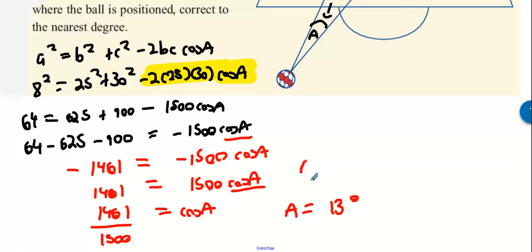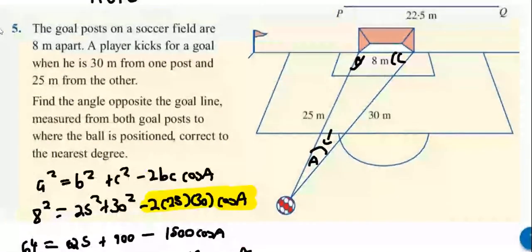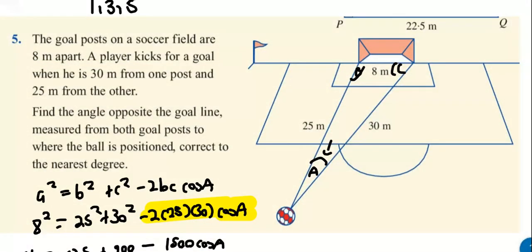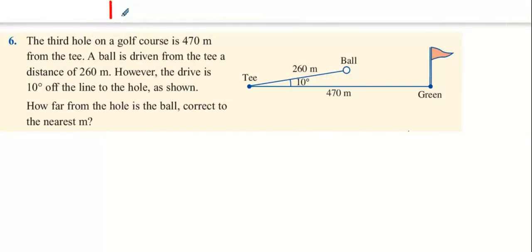Because you said A equals cos inverse 1461 over 1,500. Okay, everybody happy with that? So that's question 5, 1, 3, 5. And now we're doing 6, 1, 3, 5, and 6.